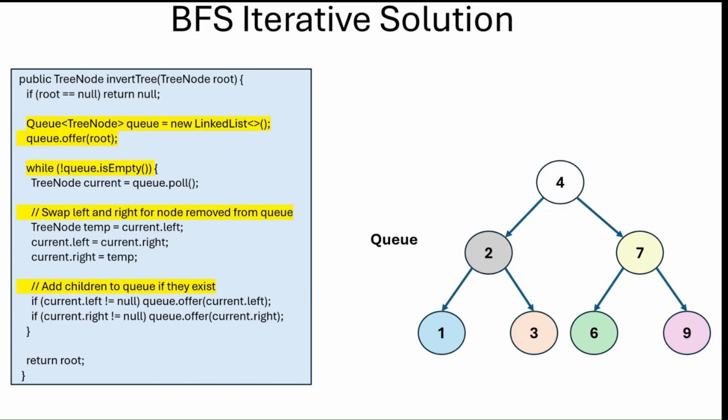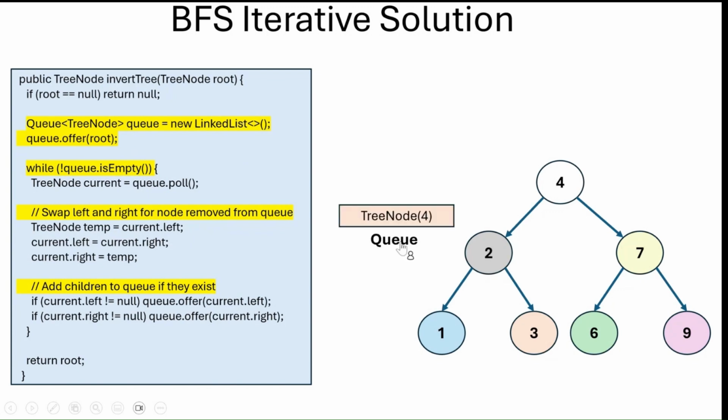Now let's understand the BFS iterative solution. We can implement the iterative solution using DFS also, but just to cover both DFS and BFS for this problem, we are implementing the iterative solution using BFS. So we know that BFS means first in, first out. Basically, the first level gets visited first. That's why we are using a queue here.